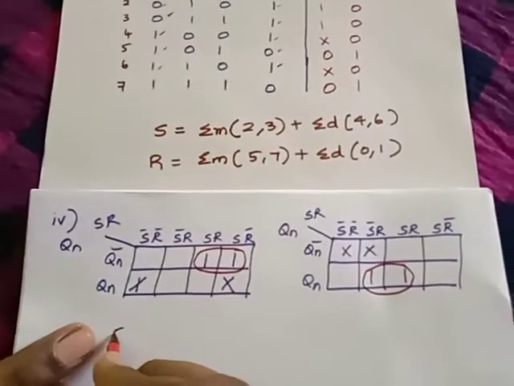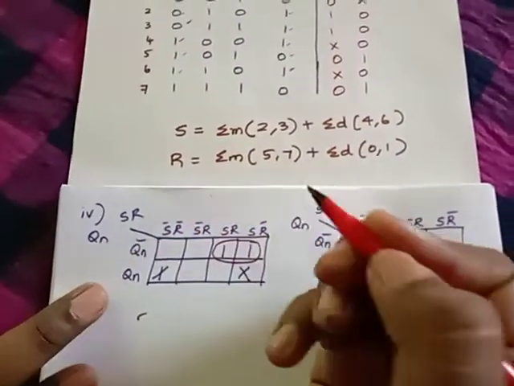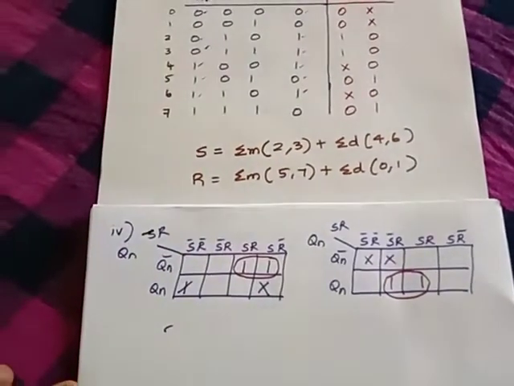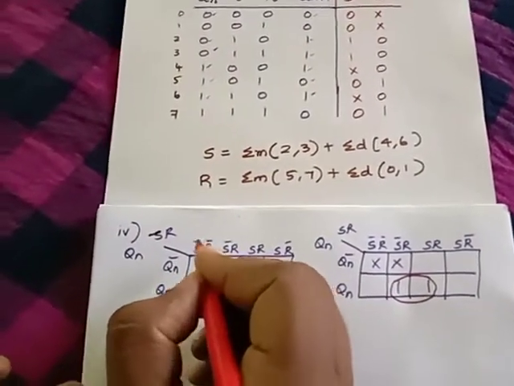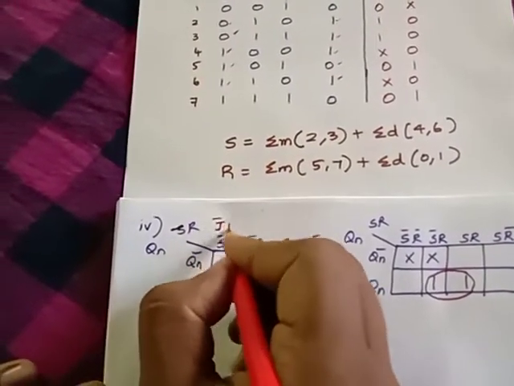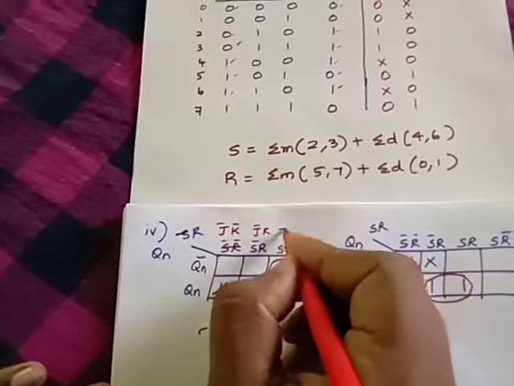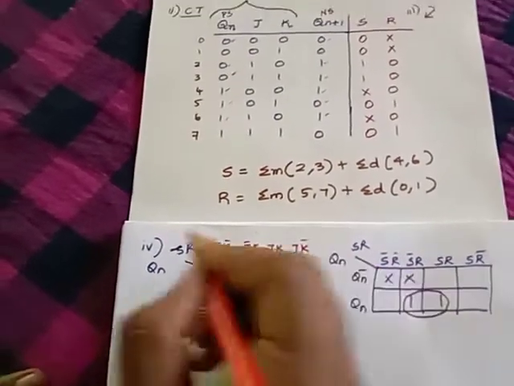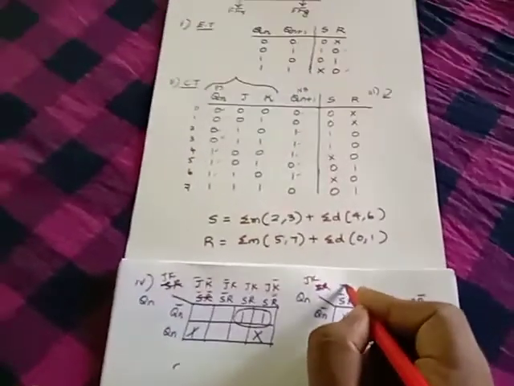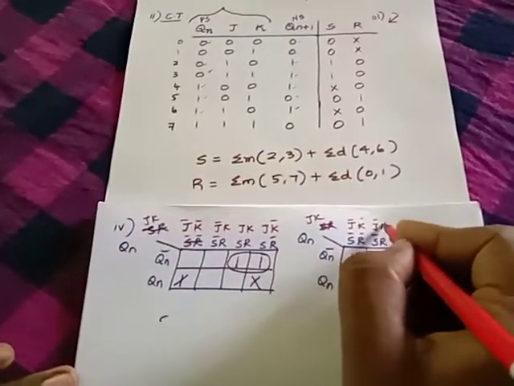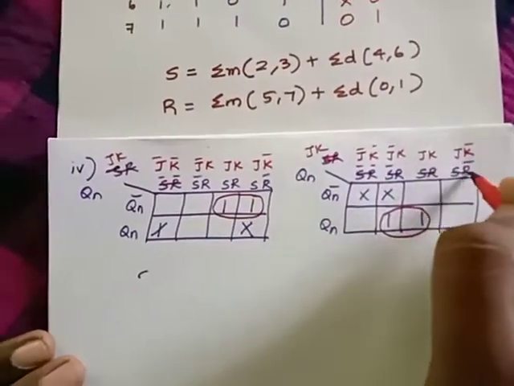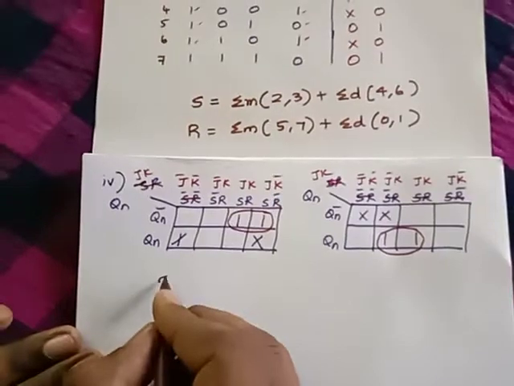So now we have the output for this. Sorry, this should be J and K. I have made a mistake here. This is JK. Sorry, I have made a mistake. Only J and K are available in your table. Please correct it. So when you find this, what is the answer I'm getting?